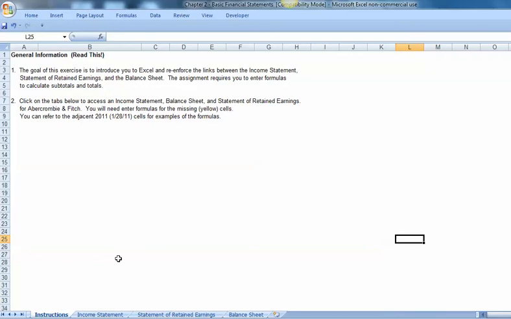The goal of this exercise is to introduce you to Excel and reinforce the links between the income statement and statement of retained earnings in the balance sheet. The assignment requires you to enter formulas and to calculate subtotals or totals.